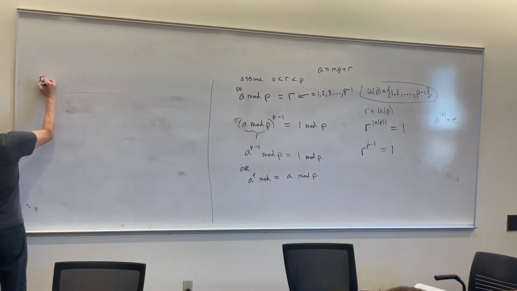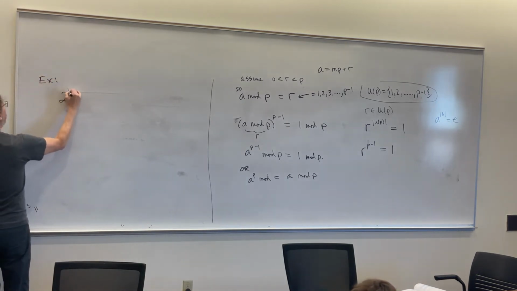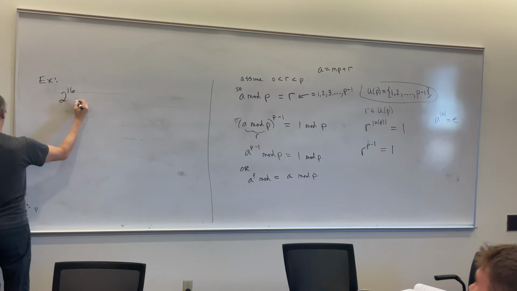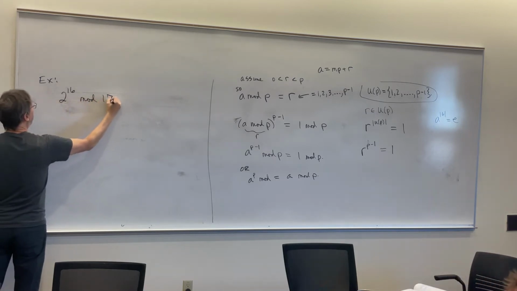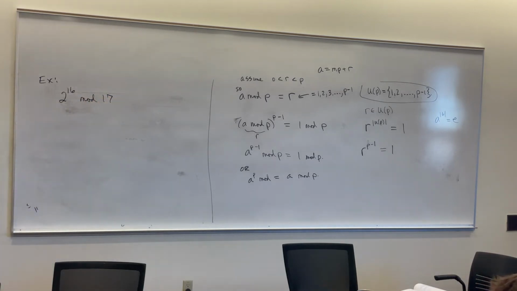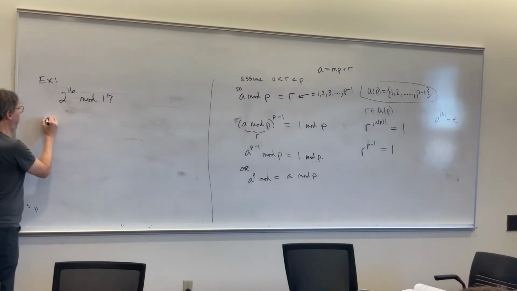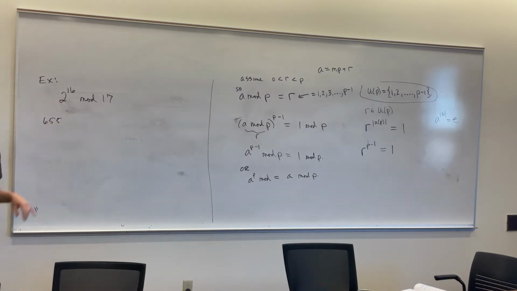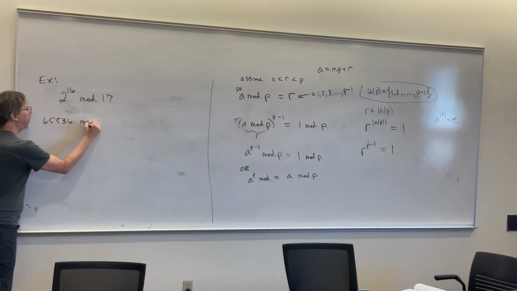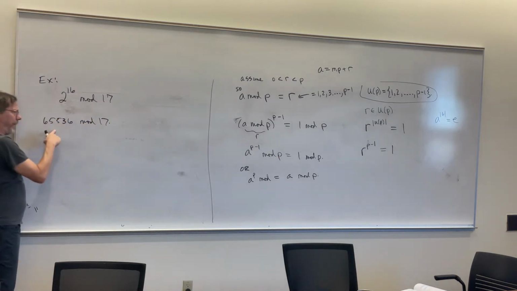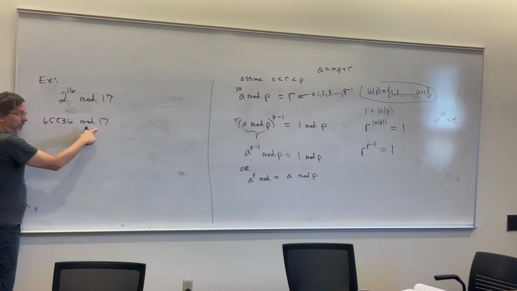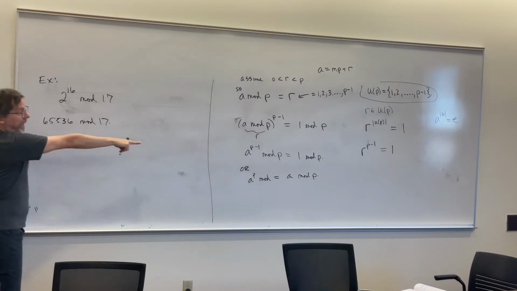So here's some examples. If I take 2 to the 16th mod 17, if I asked you to do this, it would suck. You'd probably have to get a calculator. Without this result, you'd have to multiply this out, which is 65536, and then do division by 17 and see what your remainder was. But we know what the remainder is because of that result.